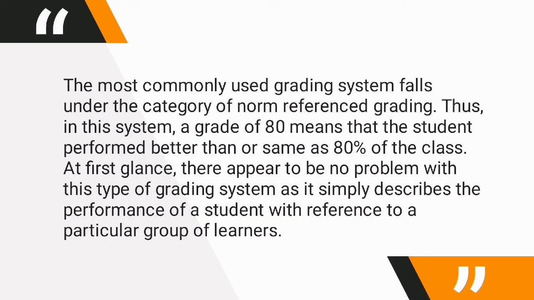What is norm-referenced grading? The most commonly used grading system falls under the category of norm-referenced grading. In this system, a grade of 80 means that the student performed better than or the same as 80% of the class. At first glance, there appears to be no problem with this type of grading system, as it simply describes the performance of a student with reference to a particular group of learners.